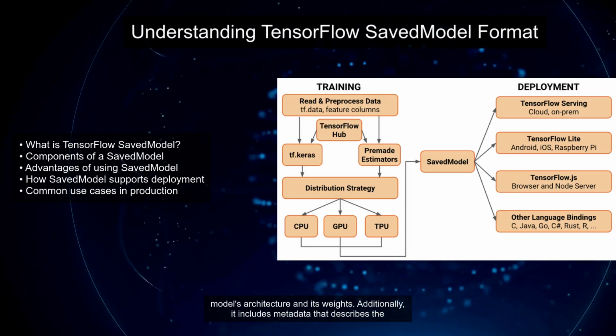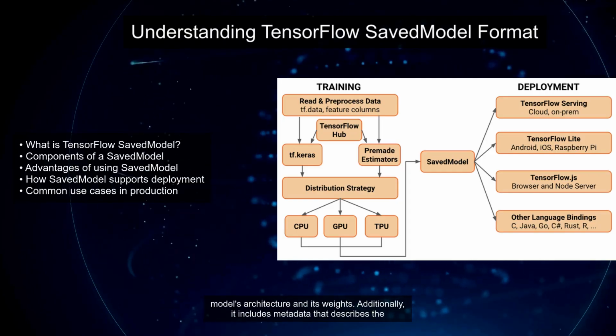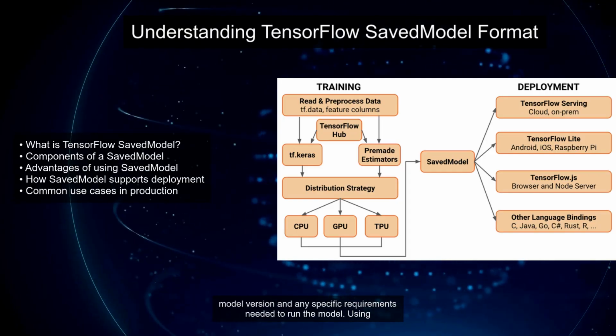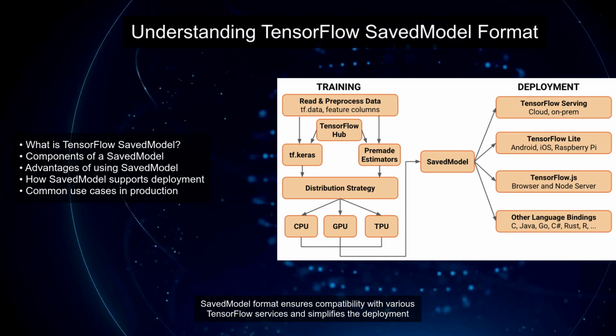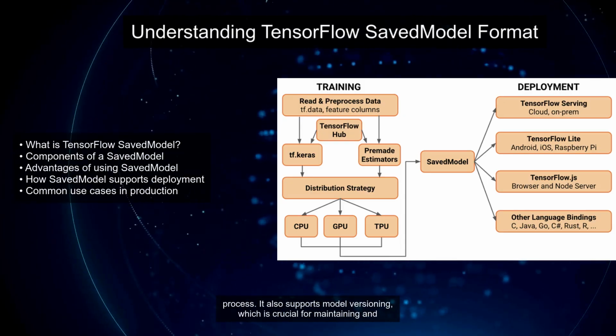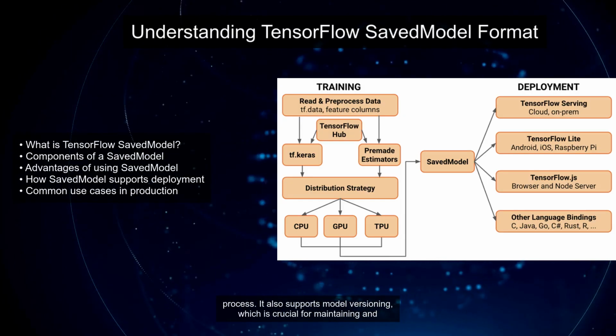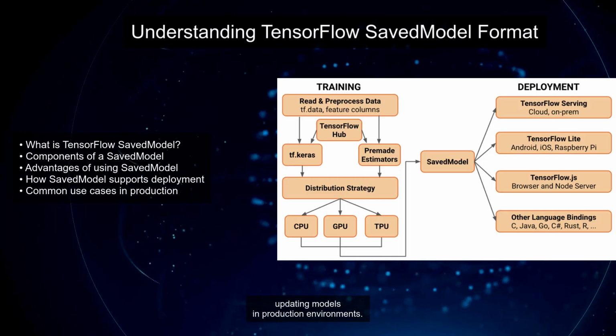A saved model consists of two primary components, the model's architecture and its weights. Additionally, it includes metadata that describes the model version and any specific requirements needed to run the model. Using the saved model format ensures compatibility with various TensorFlow services and simplifies the deployment process. It also supports model versioning, which is crucial for maintaining and updating models in production environments.